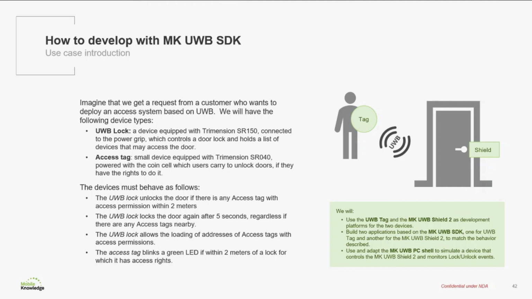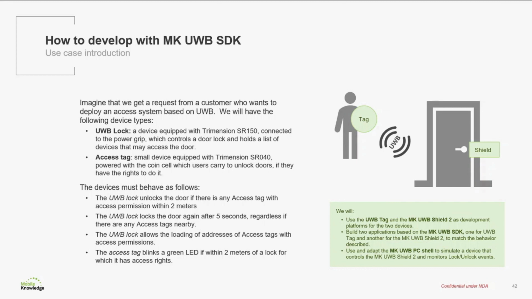The third requirement is that the ultra-wideband lock must provide some mechanism to load the addresses of the access tags with access permissions. And finally, the access tag will blink a green LED if within 2 meters of an ultra-wideband lock for which the user has access permission.